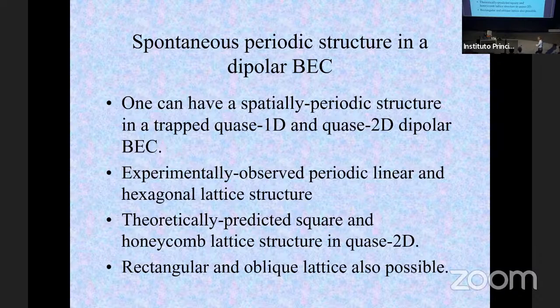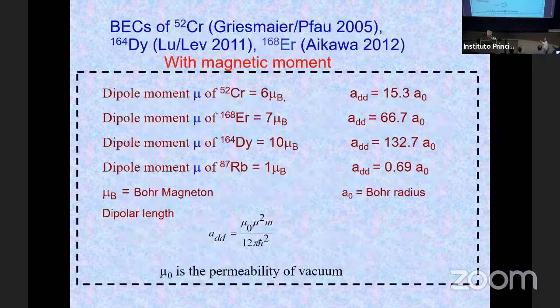It was shown in experiment, and also it can be shown in theoretical calculations. Experimentally observed were the linear and hexagonal lattice structures, but theoretically we can predict other structures also, square and honeycomb lattice in quasi-2D dipolar BEC, and also in spin orbit coupled BEC. And rectangular lattices are also possible in dipolar BEC. Now let us talk a little bit about the dipolar BEC. It's a very simple thing.